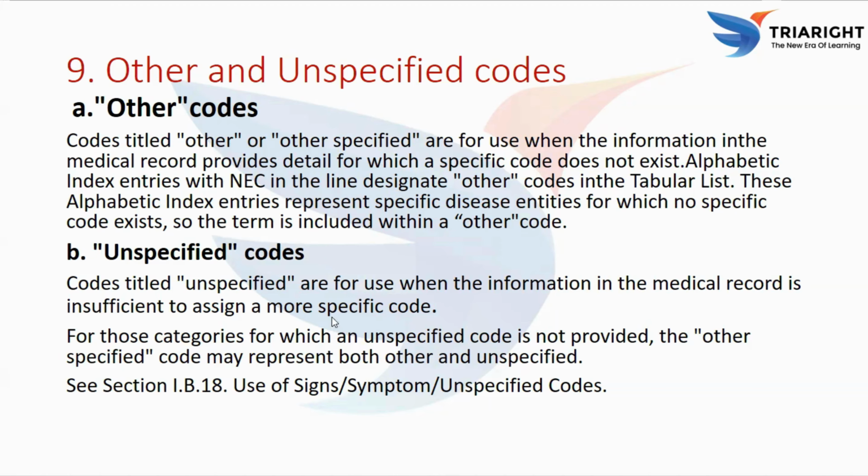Now coming to unspecified code. This is used when the doctor didn't provide enough details to choose a more specific code. For example, if the record just says lung infection, without saying what kind of lung infection it is, in that case you have to use an unspecified code. We don't have enough information to be more specific. So when there is not enough information, we have to use this unspecified code.